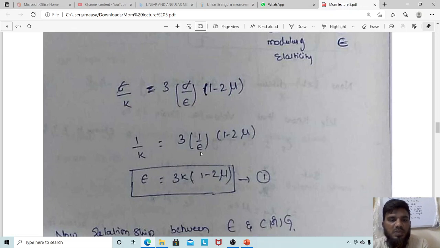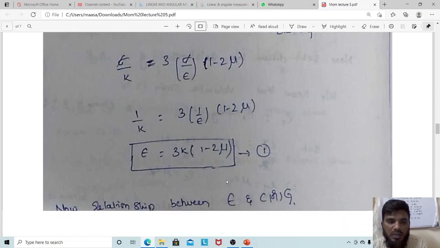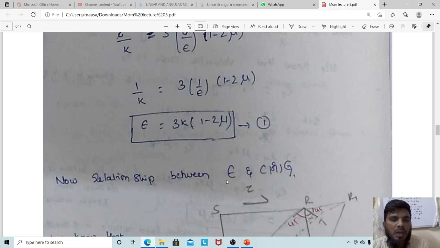Just simply you cross multiply. This E goes on the upside and this K comes here. So E is equal to 3K of 1 minus 2 mu. This we consider as equation 1, where we have identified the relationship between Young's modulus or modulus of elasticity and bulk modulus.